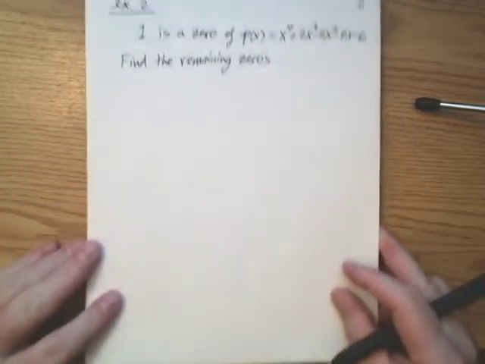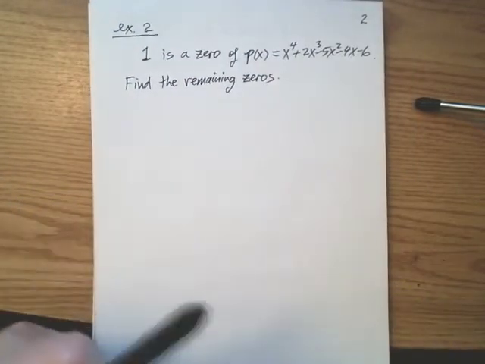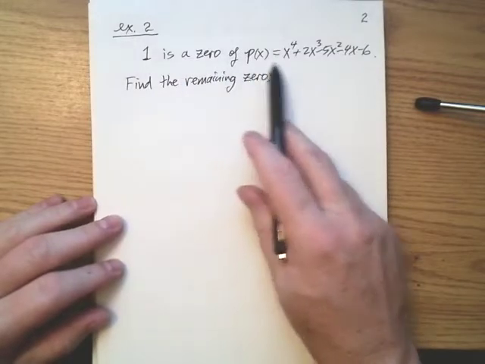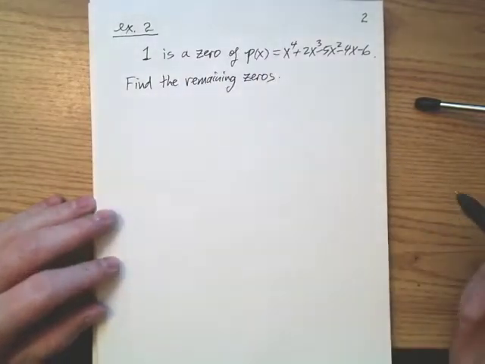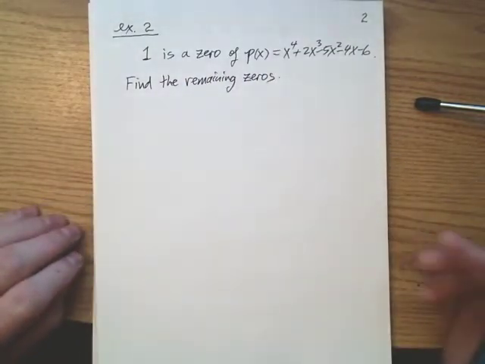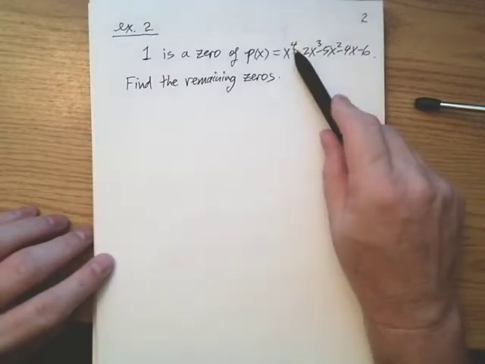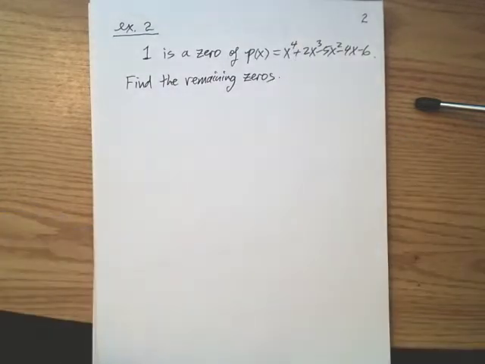Okay, let's take another question here. I claim this will be a given here. 1 is a 0 of this 4th degree polynomial. See if you can find the remaining zeros. Once again, there's going to be a total of how many? 4 zeros. I've got to find the remaining 3.